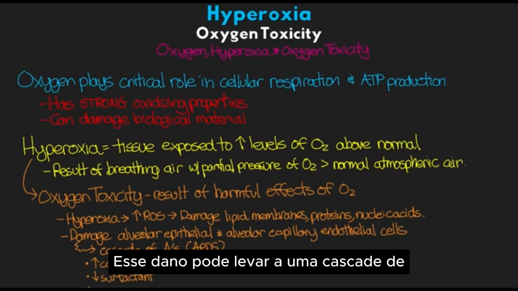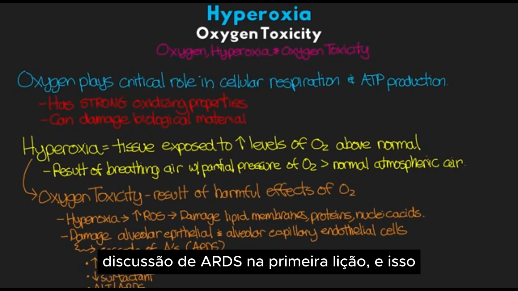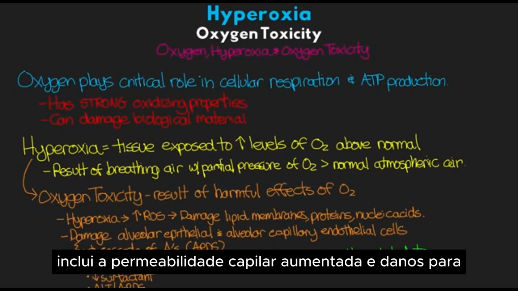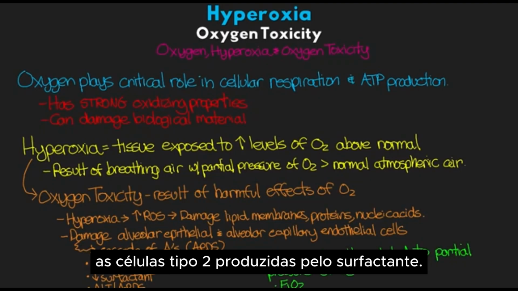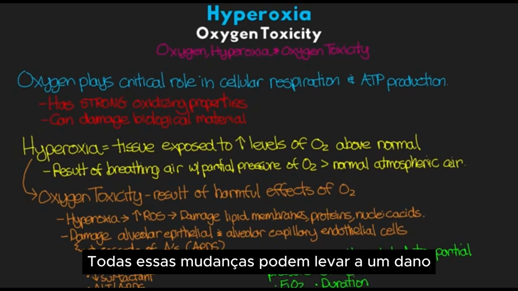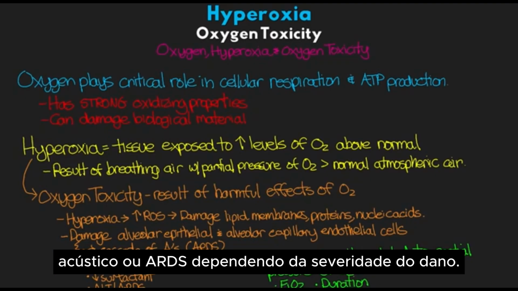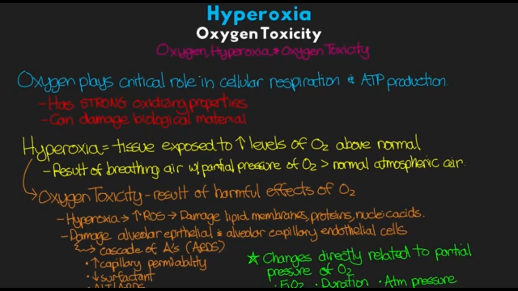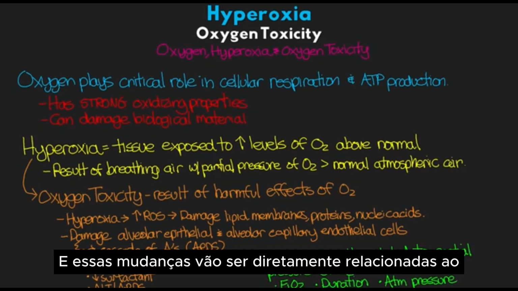All of these changes can lead to acute lung injury or ARDS depending on the severity of the damage. And these changes are going to be directly related to the level of the partial pressure of oxygen. So the quantity of oxygen that we're delivering, the duration of our patient's exposure to that oxygen, as well as the atmospheric pressure delivered, all impact the total dose delivered and the potential damage.